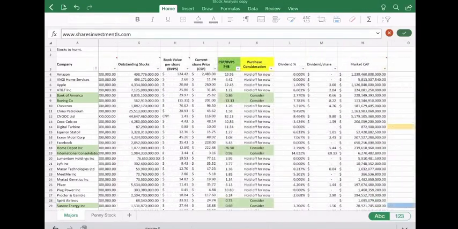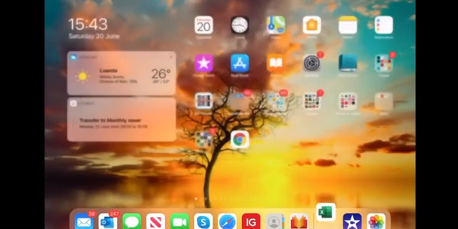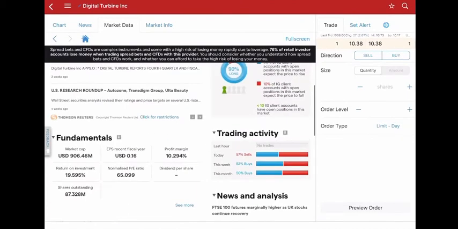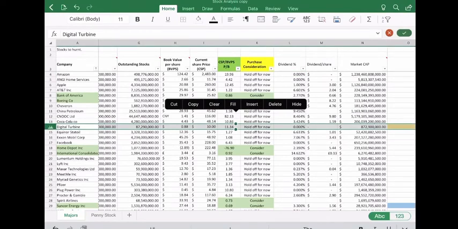On this spreadsheet as well, I've included dividends per share, which you can simply pick up again from the company. When you go back to the home screen, you can see if the company is paying a dividend; it's either a dash or not, so you can add that in. In the case of Digital Turbine, they don't pay any dividend.